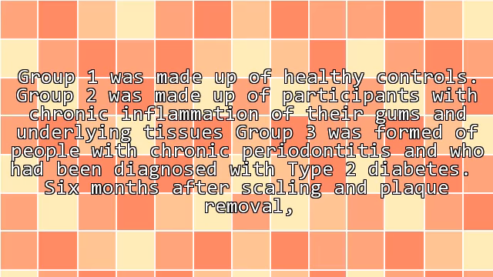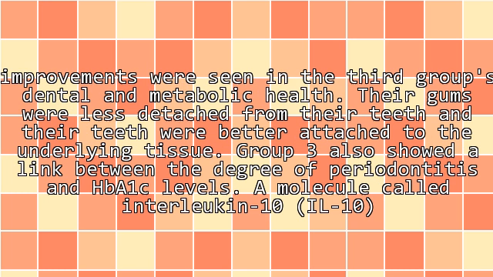6 months after scaling and plaque removal, improvements were seen in the third group's dental and metabolic health. Their gums were less detached from their teeth, and their teeth were better attached to the underlying tissue. Group 3 also showed a link between the degree of periodontitis and HbA1c levels. A molecule called interleukin-10 went up in both groups 2 and 3.